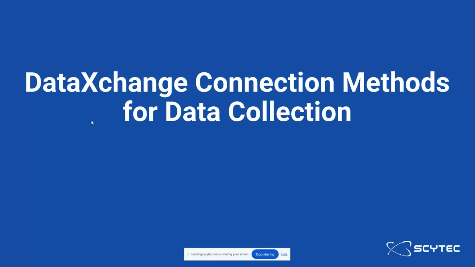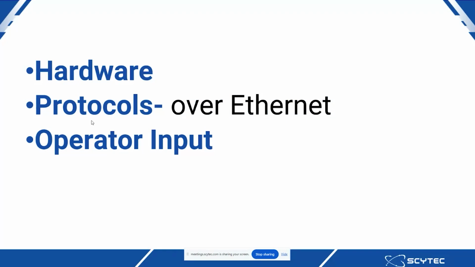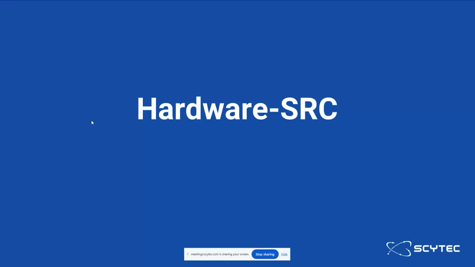So next up, I'd like to go over the Data Exchange methods for data collection. And there's three main ones that we have, including hardware, which is kind of what accommodates the not so common machines and sensors that I went over earlier, as well as protocols. As I mentioned, modern CNC machines have the ability for Ethernet data collection. And then finally, we have our operator input as well for data collection.